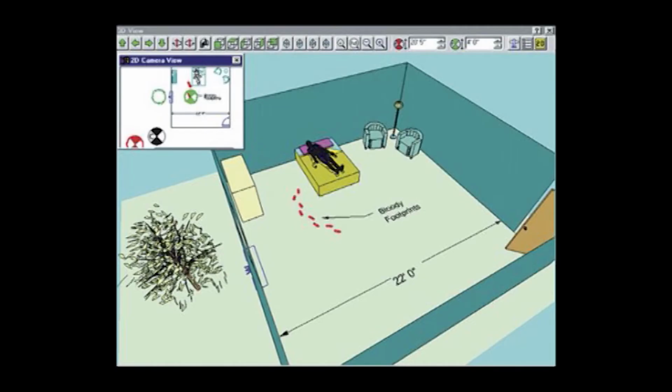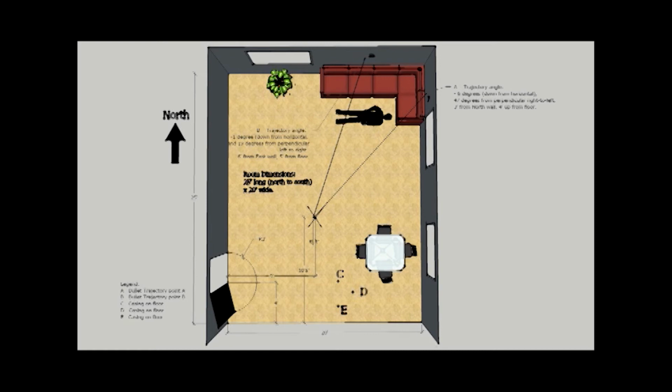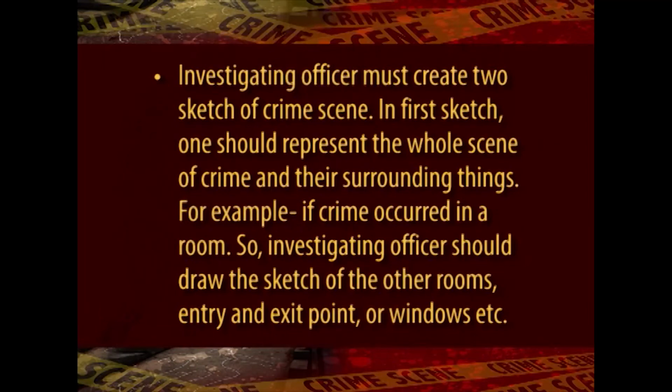Now we will have an interesting module, method of measuring the crime scene. Before starting it, we shall discuss some ideal principles for making a crime scene sketch. So, let's start. The investigating officer must create two sketches of the crime scene. In the first sketch, one should represent the whole scene of crime and its surrounding things.